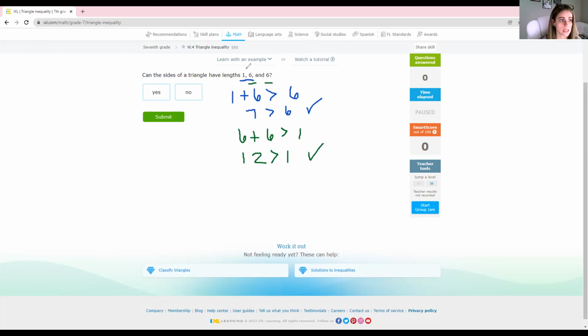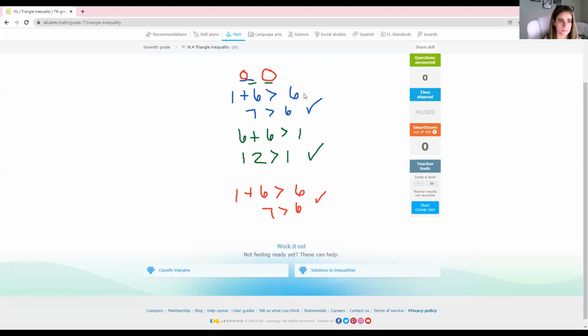And last but not least, let's add our first one and our last one. So 1 plus 6 has to be greater than 6. All right, that worked for all three, which means this set of side lengths would in fact create a triangle. So our answer is yes.